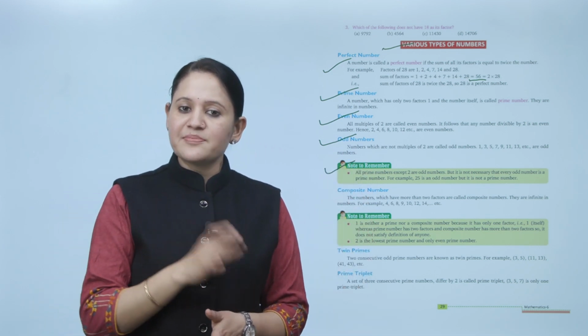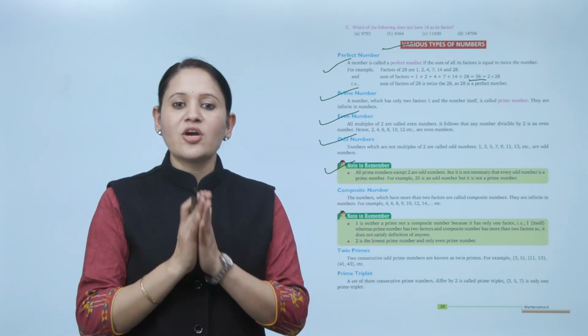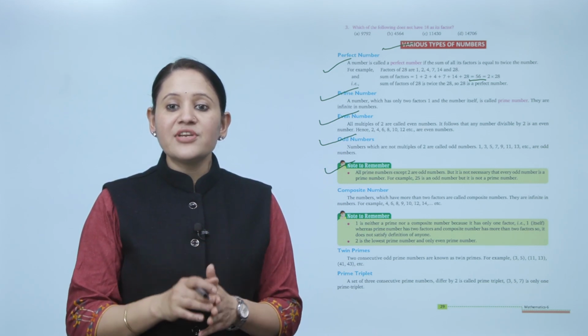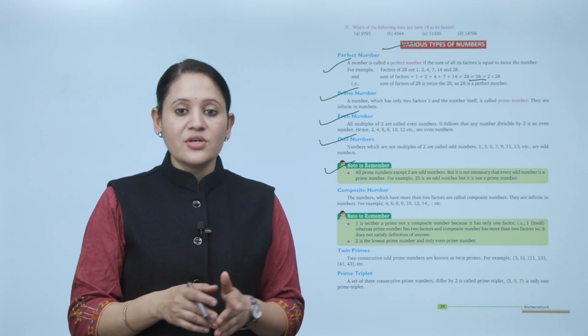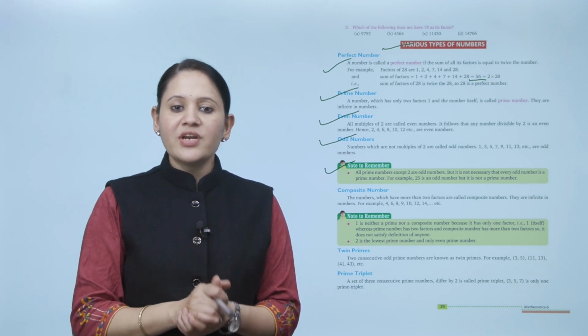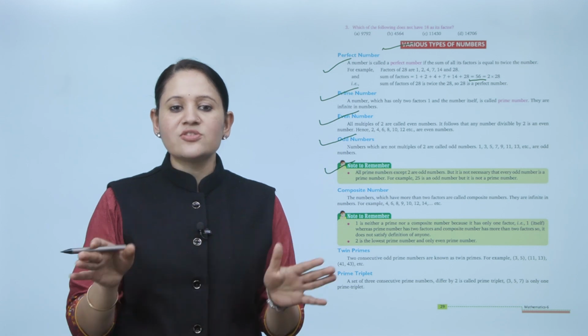All prime numbers except 2, 2 को छोड़ के जितने भी prime number है, they all are odd numbers. But it is not necessary that every odd number is a prime number. But ये ज़रूरी नहीं कि जितने भी odd number है वो prime number ही हो. For example, 25 is an odd number, but it is not a prime number.